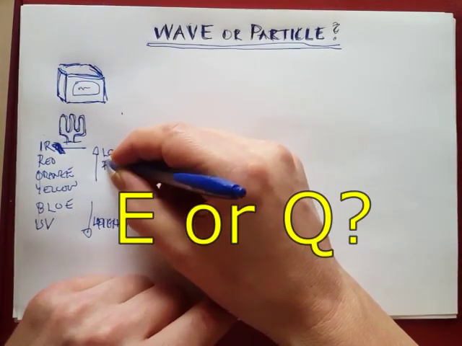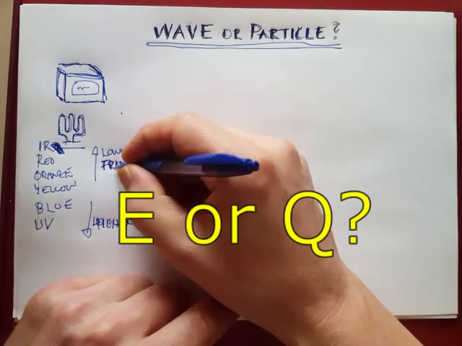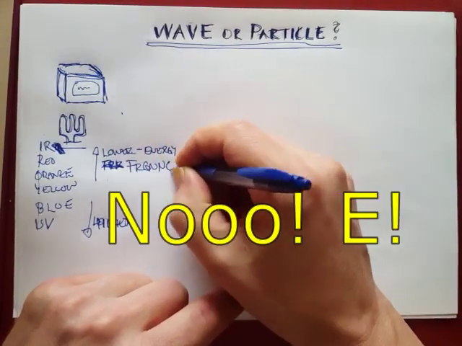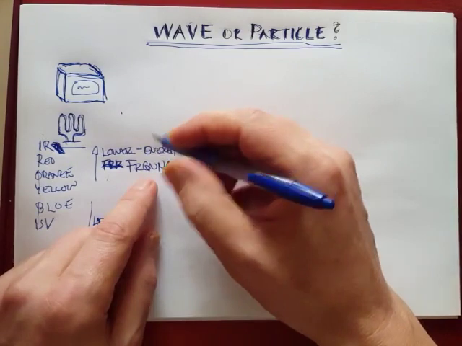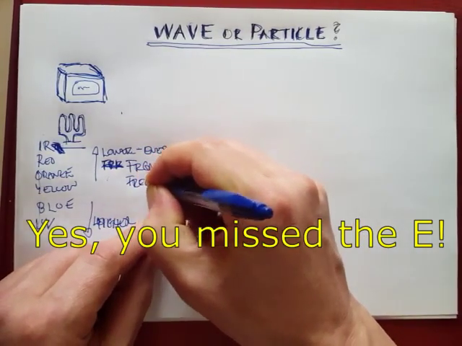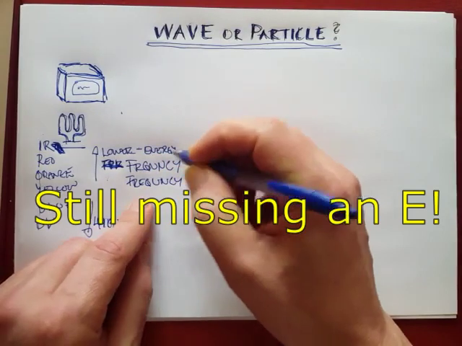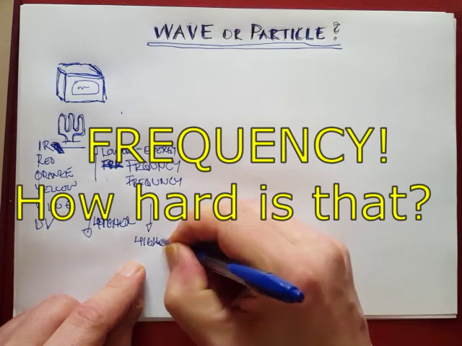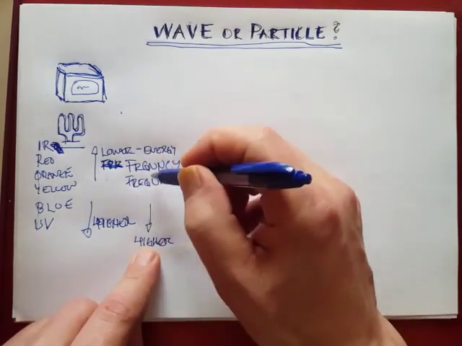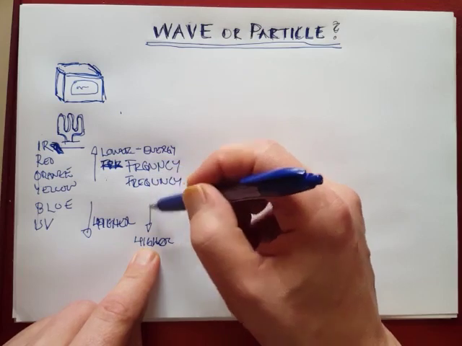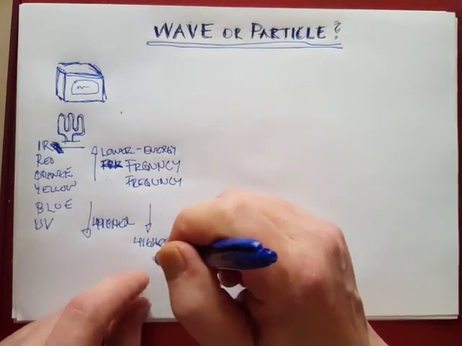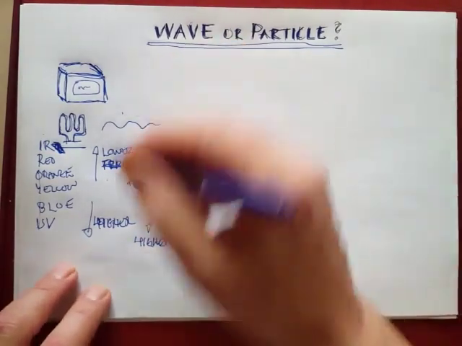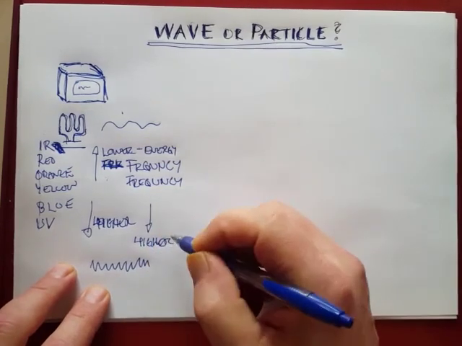The lower end here is not only lower energy, but also lower frequency, and this is higher frequency. Energy is directly related to frequency, so the higher frequency you have, the more energy you have in it. So if this is a wave with a low frequency, and this is a wave with high frequency, this is higher energy.